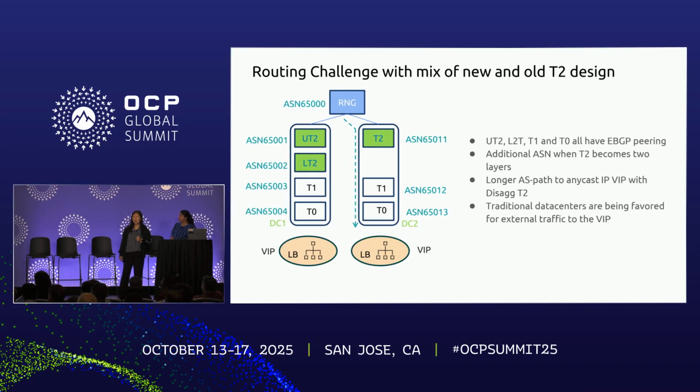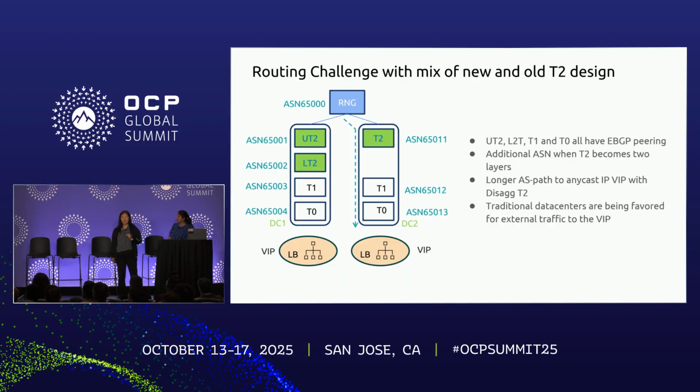Now let us walk through a routing implication when there is a mix of traditional and new disaggregated T2 designs across data centers. In this example, on the top, we have the regional network gateway connecting to two data center fabrics. The DC one on the left side is the new disaggregated T2s. Here, the UT2 and LT2 are assigned separate ASNs. And then below them, T1 and T0 also have separate ASNs.